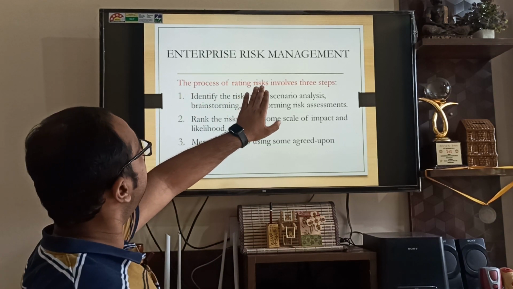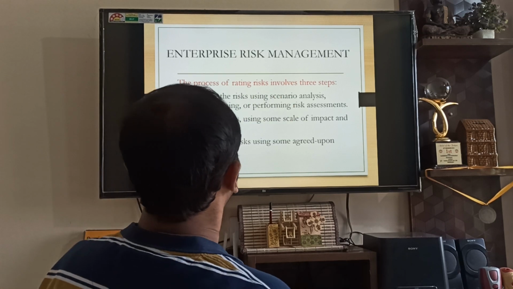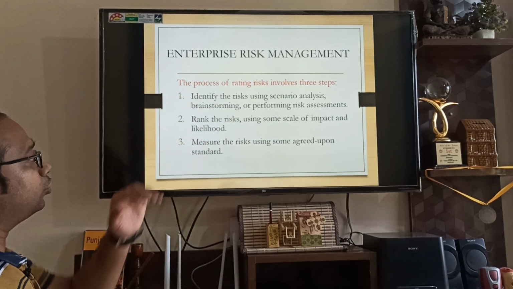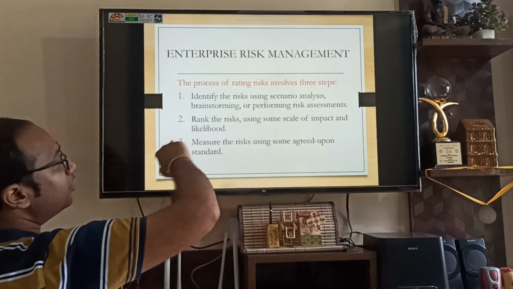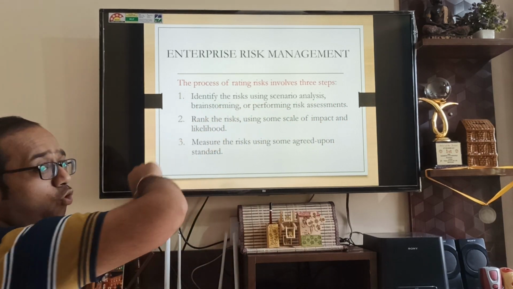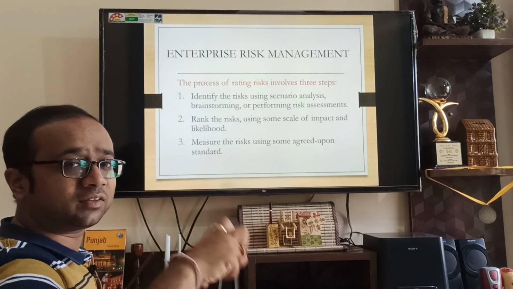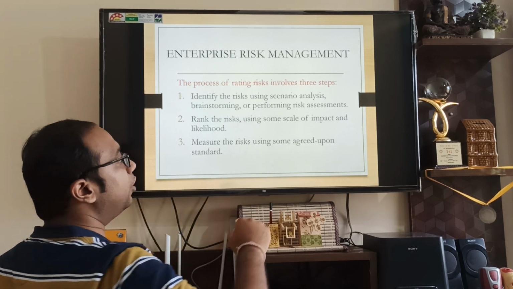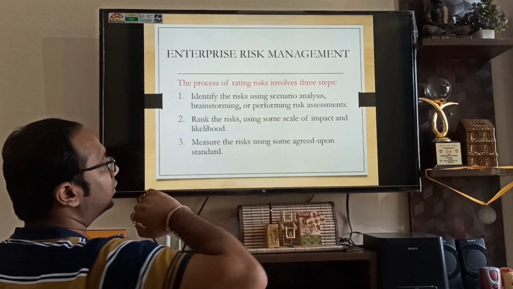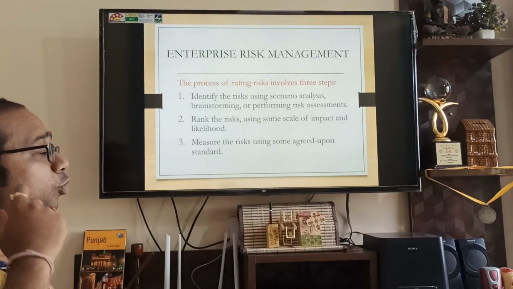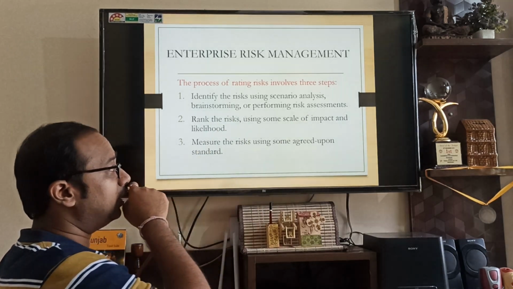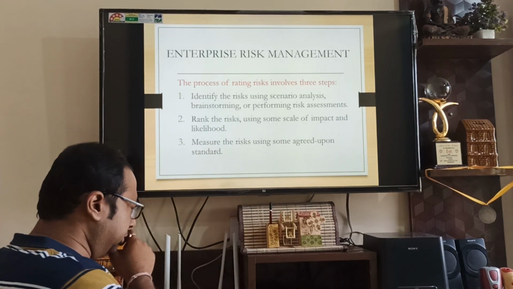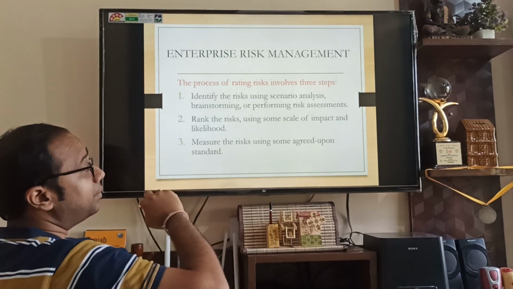How do you rate the various risks? So there can be various risks. First, you need to identify the risk. You can identify using scenario analysis, brainstorming, asking various people involved, come let us sit in a particular room and find out. Then you rank those risks. Now for ranking also there can be 2 parameters. How much impact can it have, and what is the likelihood, right? So you need to take a mix and match.